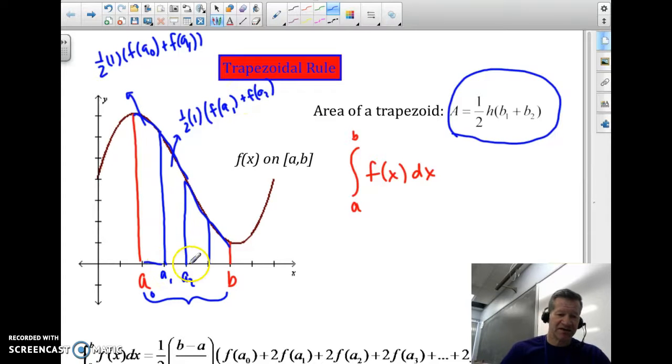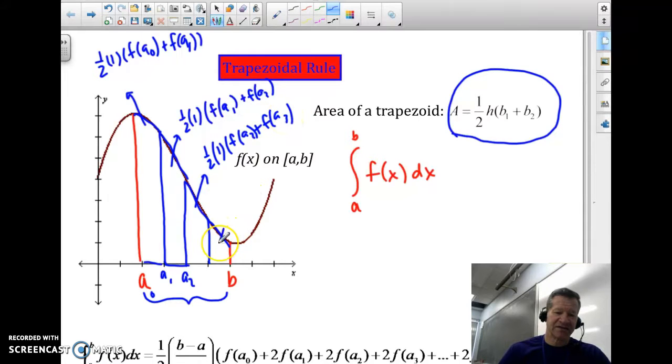Notice the height is actually horizontal. It's the distance between the bases. So the height is 1. There's the left base and the right base. The next trapezoid, again, 1/2 of the height, which is 1, times the sum of the bases, f of a sub 2 and f of a sub 3.